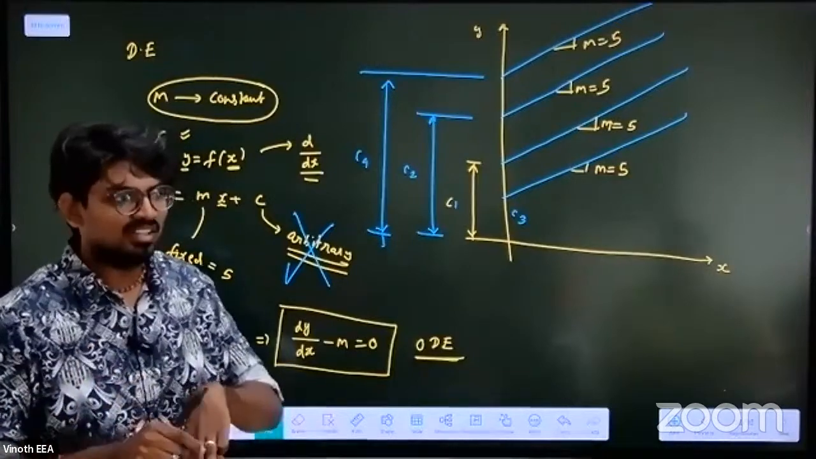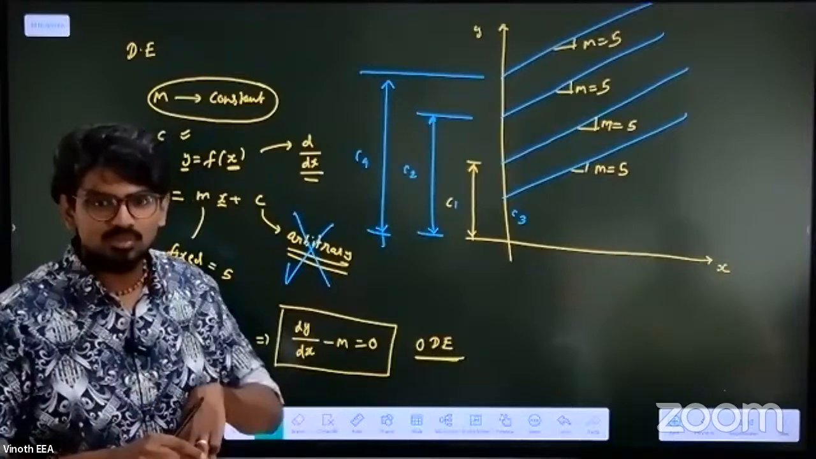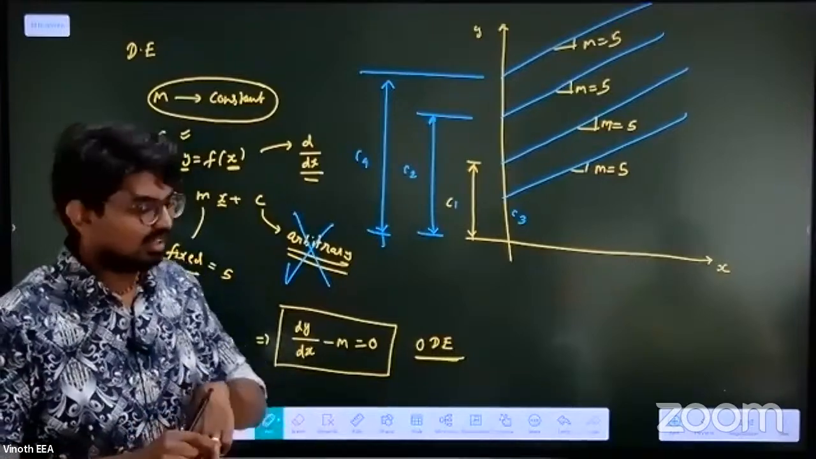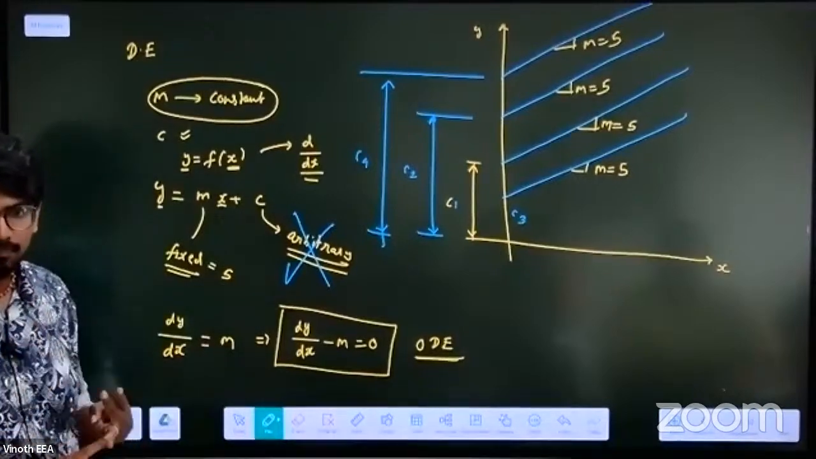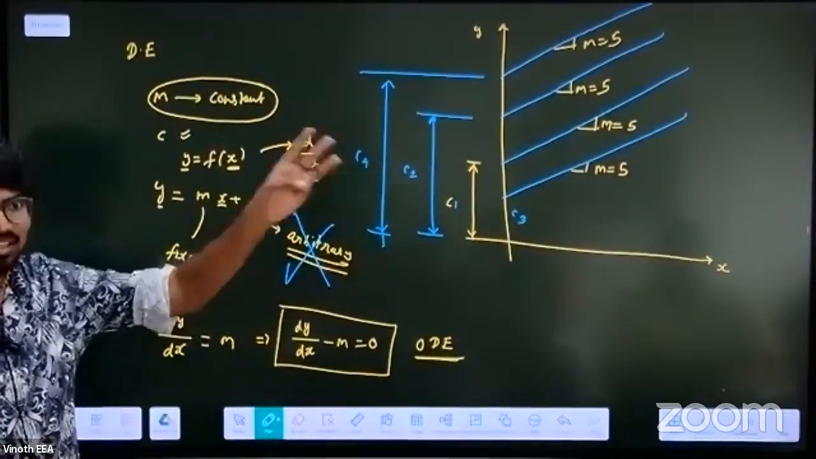How many arbitrary constants are there? That many times only I need to differentiate it. Here I had only one arbitrary constant, so I need to differentiate only one time. We should not keep on differentiating.